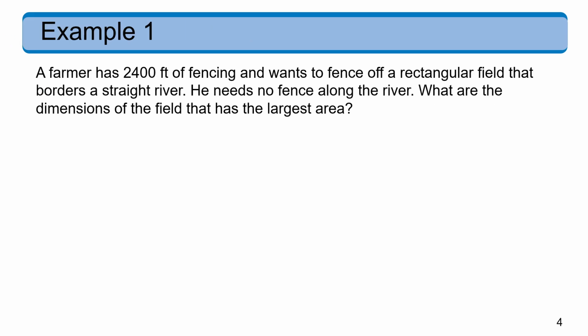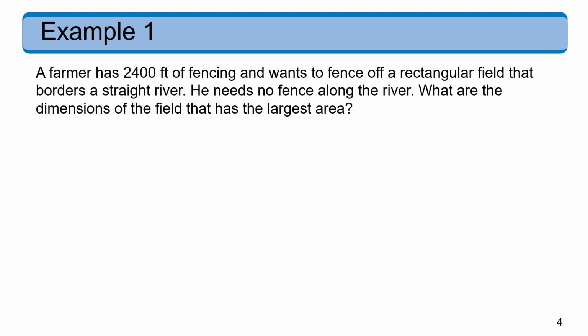Let's look at this example. We're told a farmer has 2,400 feet of fencing and wants to fence off a rectangular field that borders a straight river. He needs no fence along the river. What are the dimensions of the field that has the largest area?